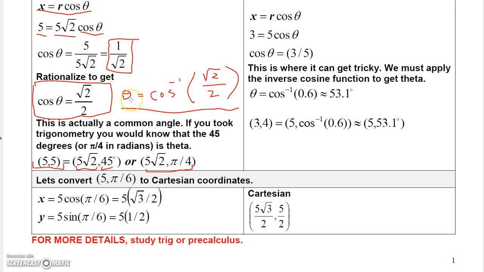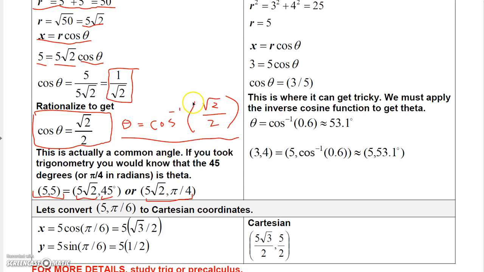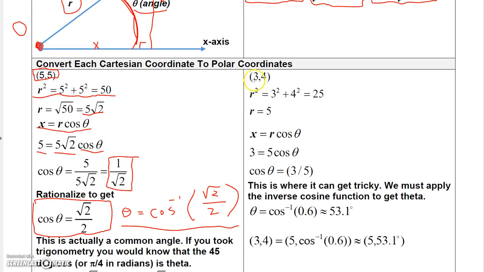But if your calculator's in degree mode, then you would get 45 degrees for this arc cosine. So anyway, you might need to do a little research on that.